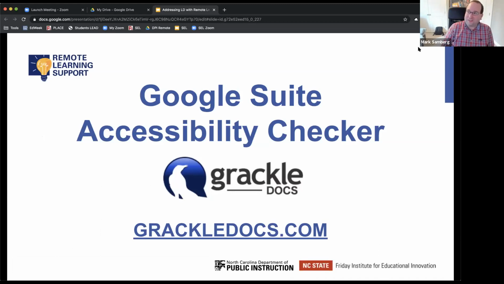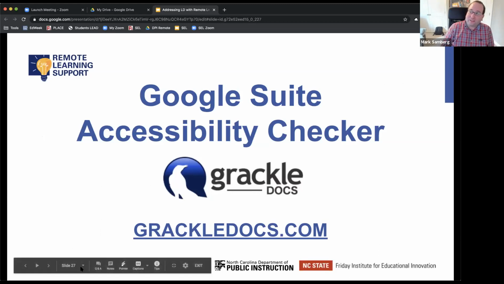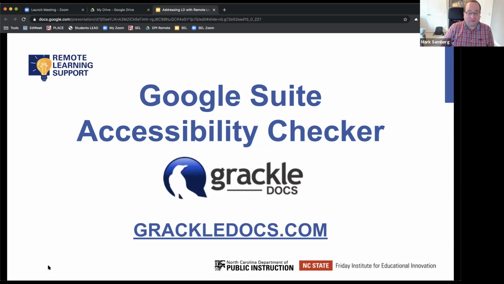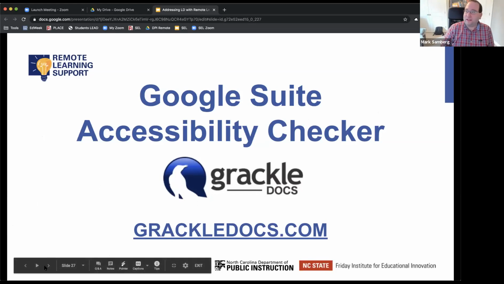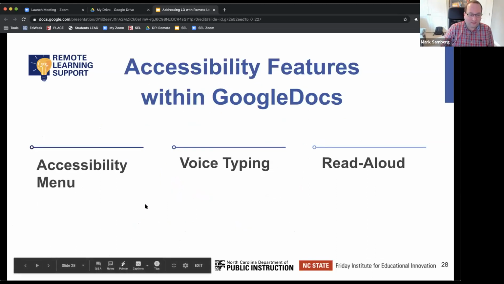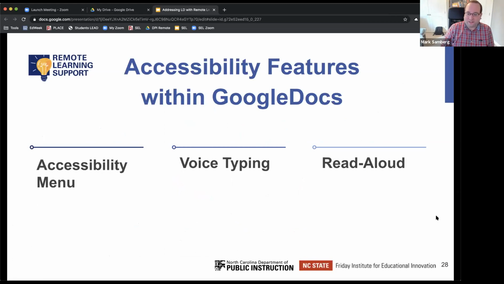Marianne's right. The other thing in Google Docs is there's an accessibility menu, and it will read your document out loud if you want it to, if you go to the accessibility menu in your Google Docs. Go ahead to the next slide. So the accessibility menu, voice typing and read aloud.